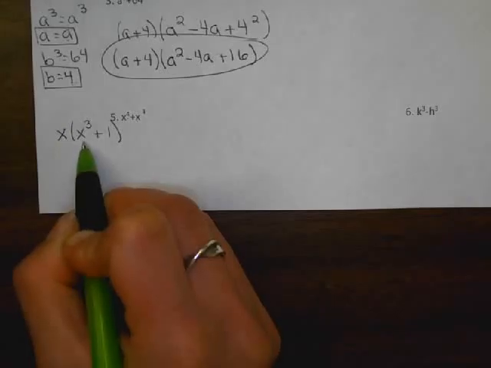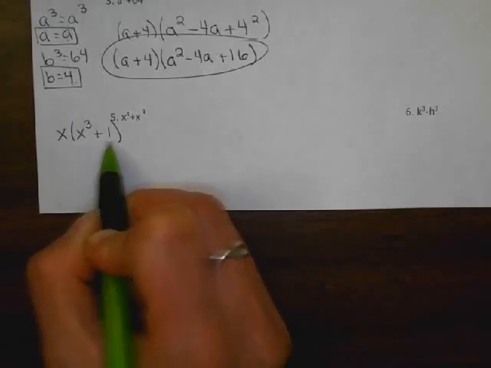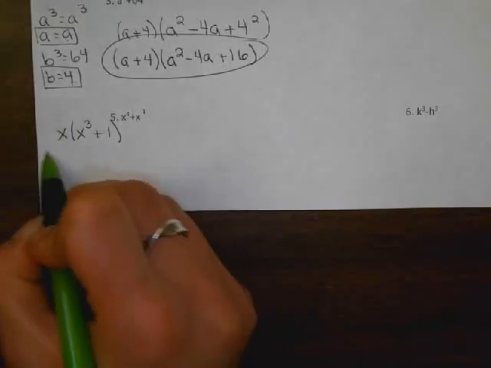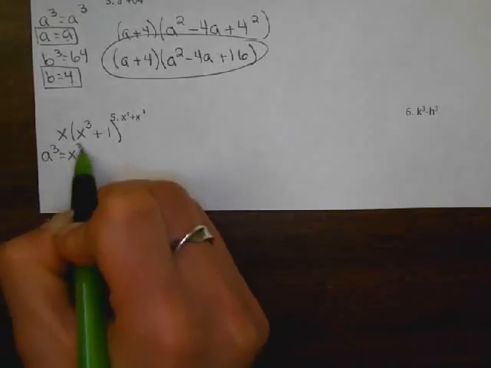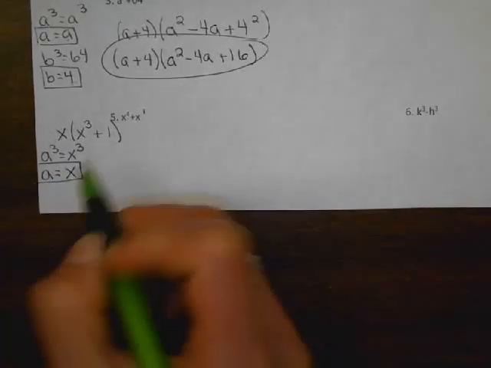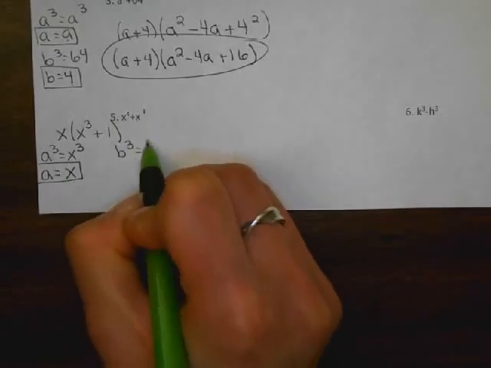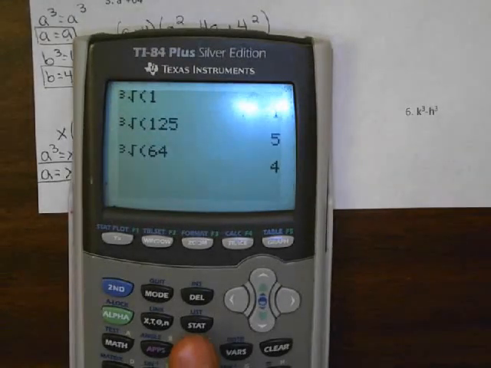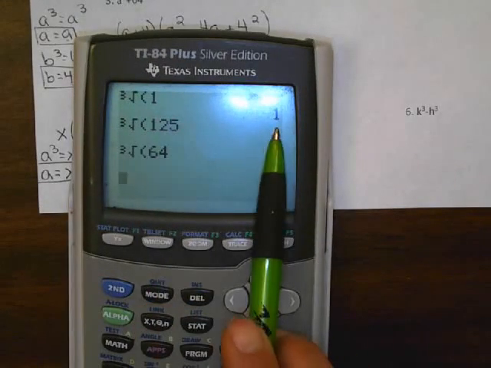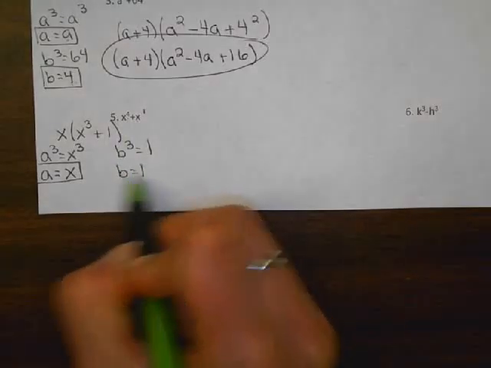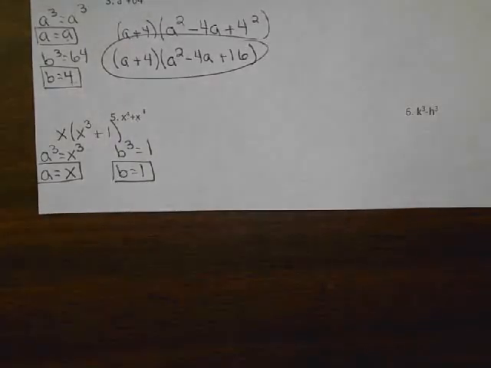So now I can factor this x cubed plus 1 part, and just bring down the x every single time. So a cubed is x cubed, which means regular a is just x. B cubed is 1, so again I have to take the cube root of 1, which we did earlier. The cube root of 1 is 1. So if b cubed is 1, then b is 1. Now I just plug it into my format again.